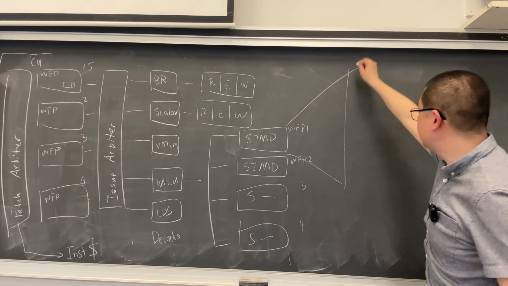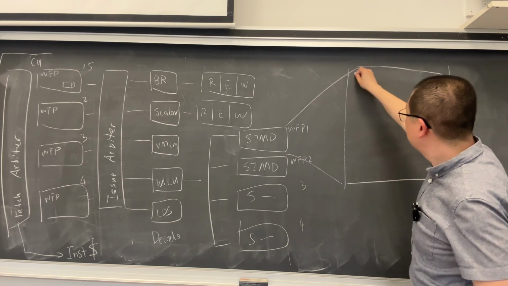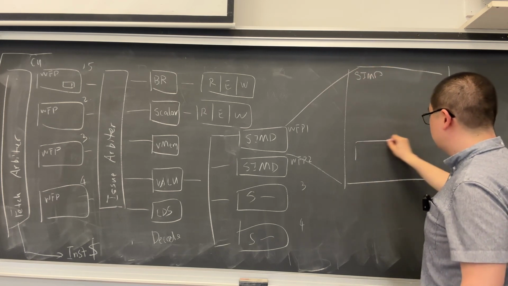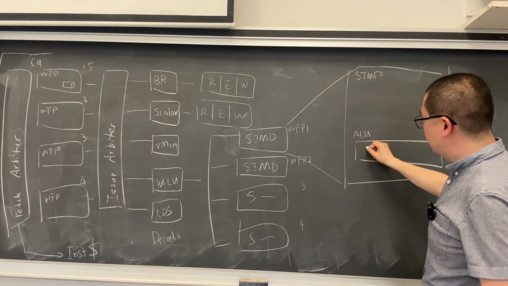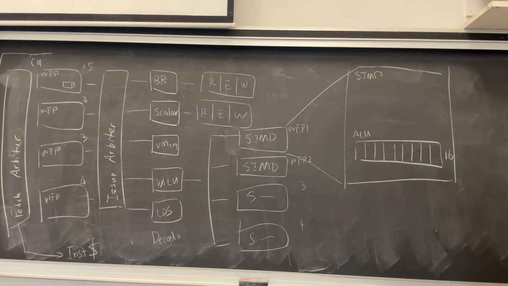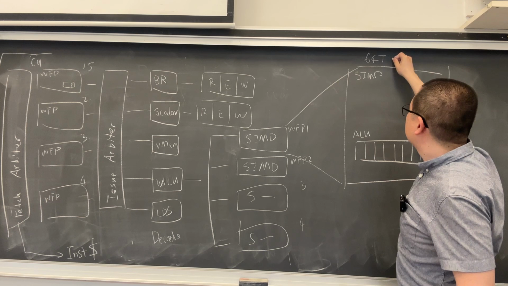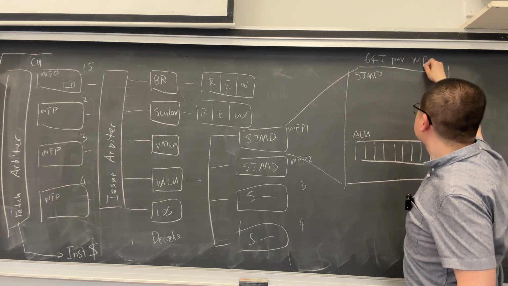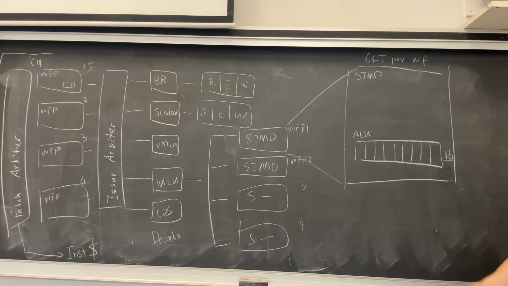Let's draw it here. This is a SIMD unit. In the SIMD unit, the ALU has 16 lanes. I don't know how many I draw, but just imagine it's 16, okay? How many threads is one warp? 64, right? 64 threads per warp or per wavefront. So if there are 16 lanes here, how many cycles does it require to finish one warp? 4, right? 4 cycles.